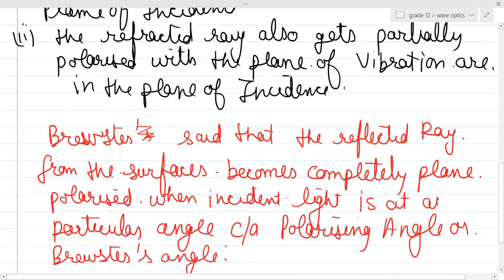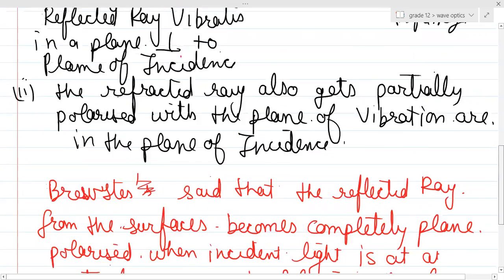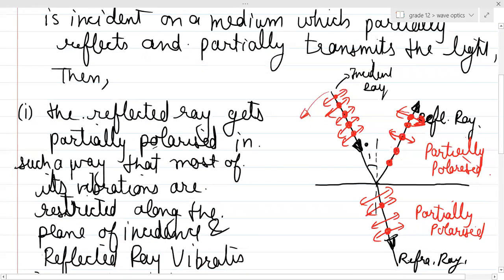So he said that when you incident the light ray at one particular angle, then the reflected ray gets completely plane polarized. And which will be the most probable plane? Will there be dots, or will there be these arrows?